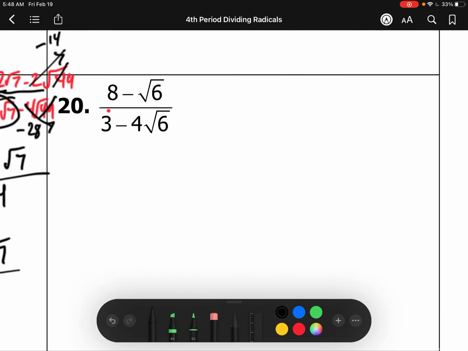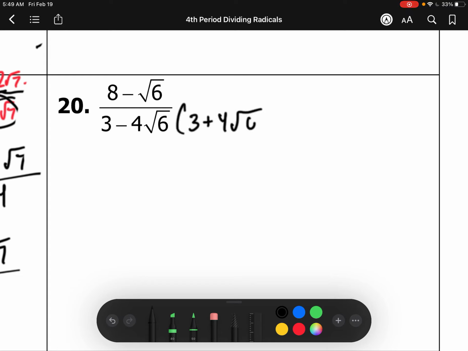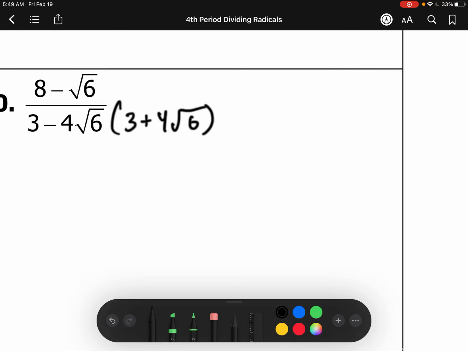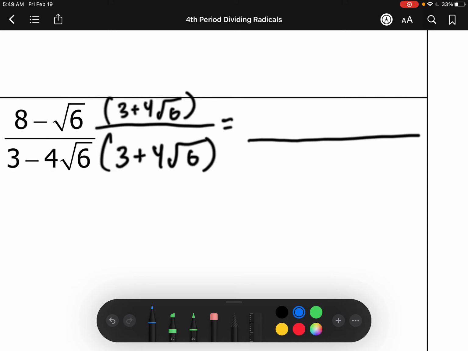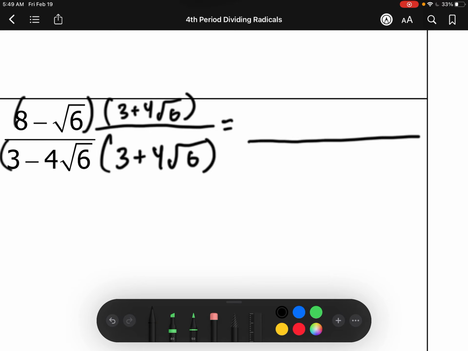And then finally, our last one. So we're going to multiply by the conjugate of our denominator, which is 3 plus 4 times the square root of 6. Right? All right. So let's go ahead and distribute.